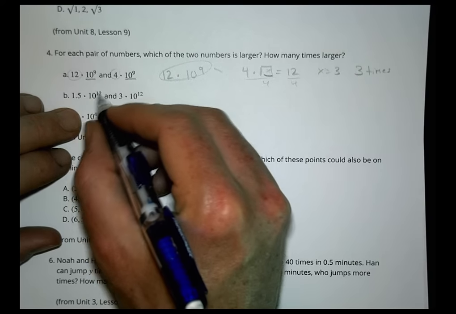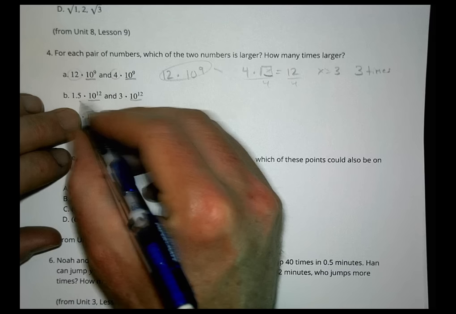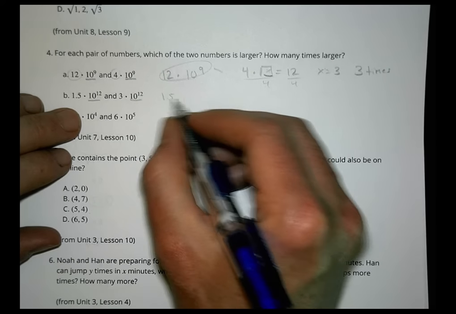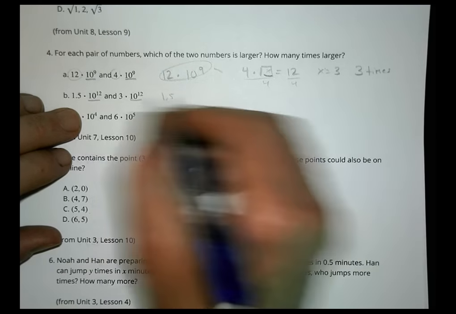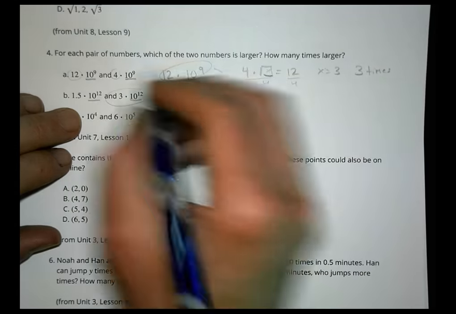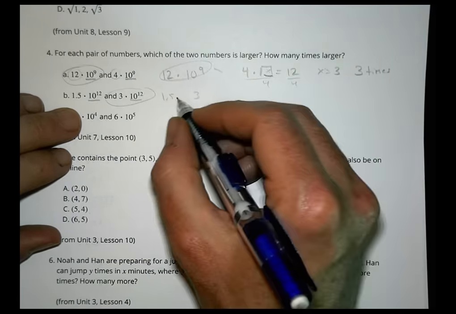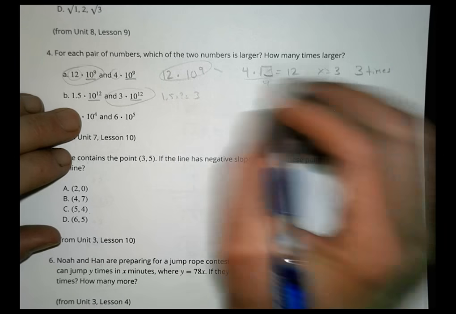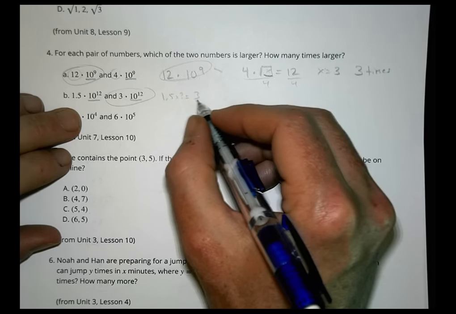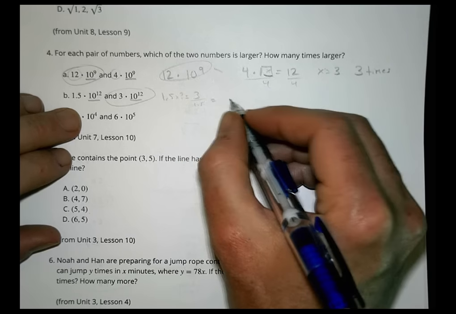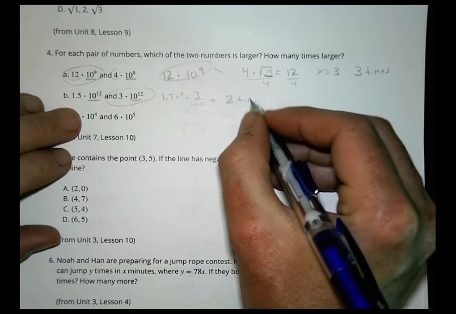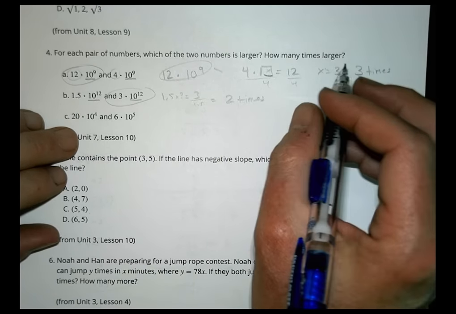Here, same base, 10 to the 12th and 10 to the 12th, so we're comparing the 1.5 to the 3. The 3 is our bigger one. So 1.5 times what number gets you to 3? Again, you could divide 3 by 1.5, which is going to tell you 2. So it's 2 times larger.